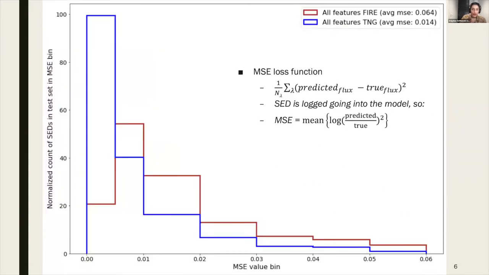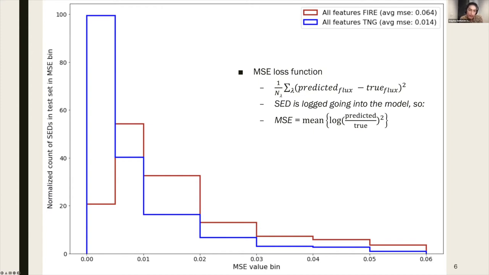So to train our models, we used an MSE loss function, the general definition of which is shown here. But while testing, I calculated the MSE of each test galaxy to see how the models were performing on a case-by-case basis. And since the SEDs are logged going into the model, when I calculate the MSE for the test set, essentially the MSE function becomes the mean of the log of the predicted SED over the true SED, squared.